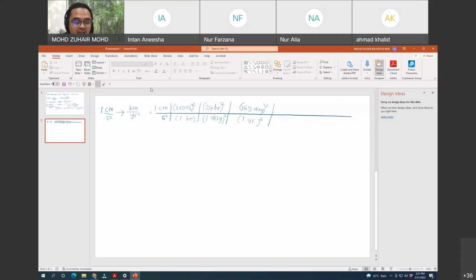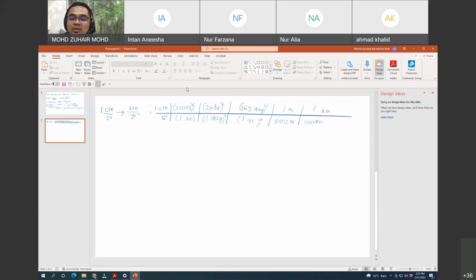So now we want to change the cm to kilometer. If the cm is on the top, we want to change the cm to the bottom. So 1 meter is equal to 100 cm. And then from meter, we want to change to kilometer. 1 kilometer is equal to 1,000 meters.